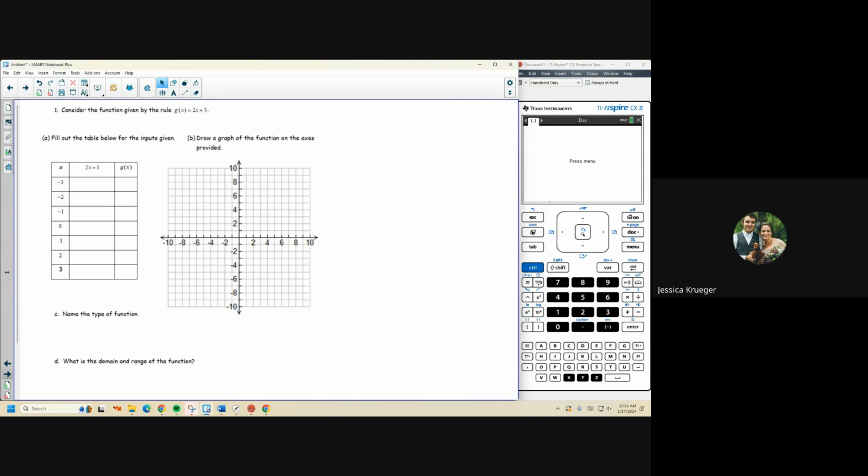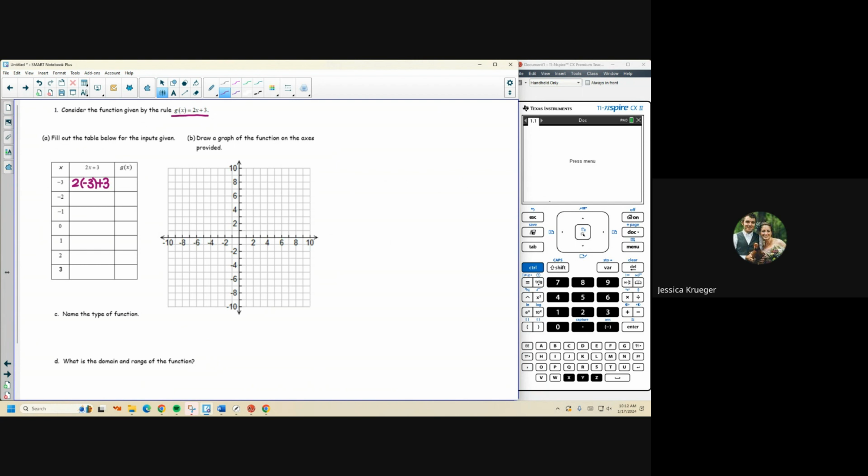They give us our function rule, g of x equals 2x plus 3, and they want us to fill in the table for the inputs that are given. So I'm going to start with an x value of -3. To evaluate that, I'm going to plug -3 into my function. 2 times -3 is -6.